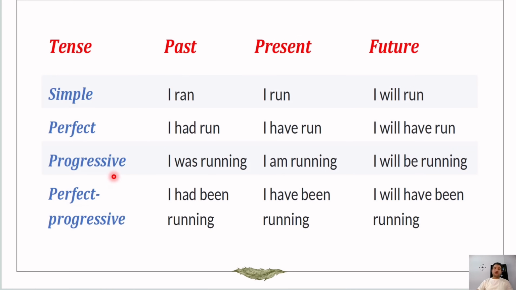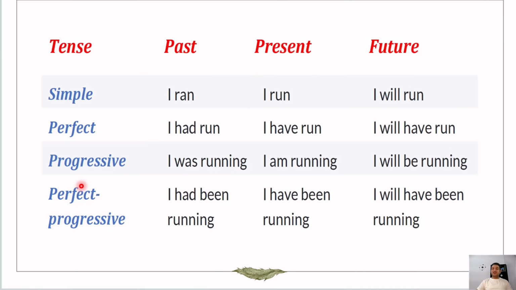So for the past progressive, the structure is the subject and then was or were and then the verb plus ing. With I, or with singular subjects, we use was, like I was, he was, she was, it was. But with they, we, and you, plural subjects, we use were. So they were running. Okay, so the structure is subject and then was or were and then verb plus ing.